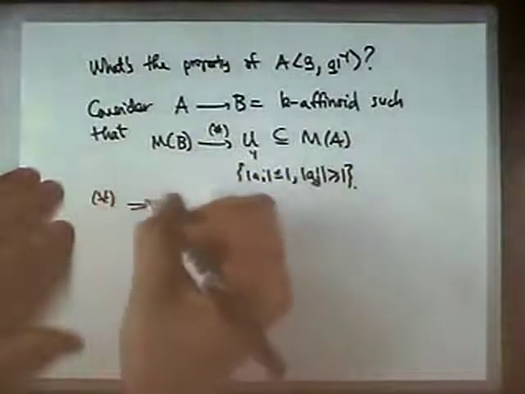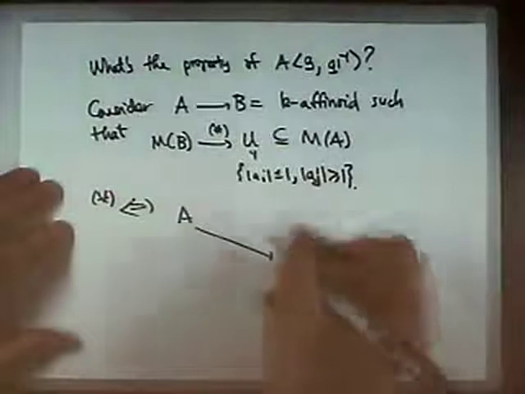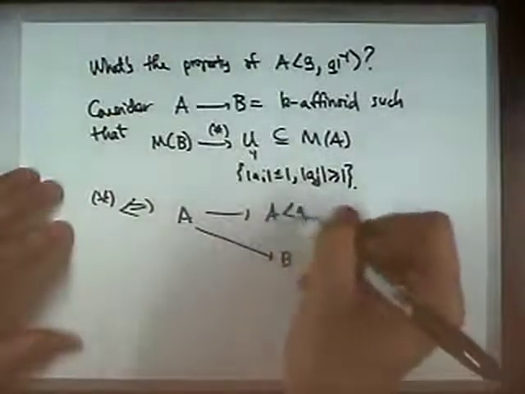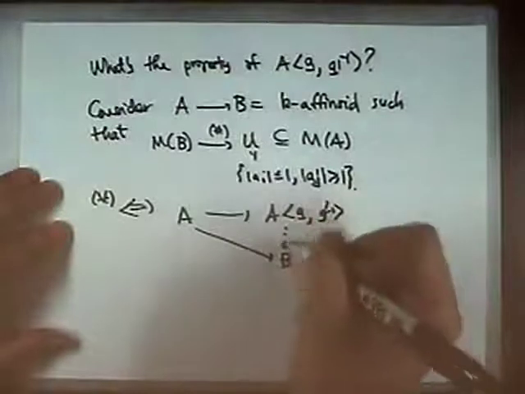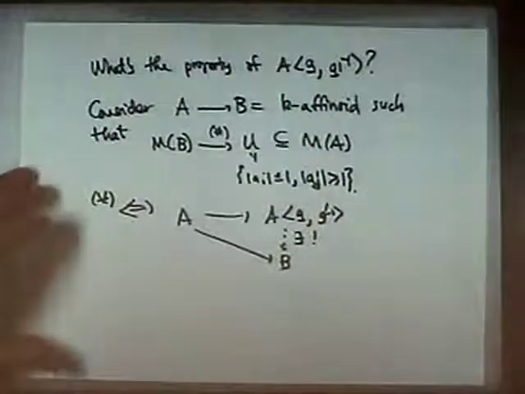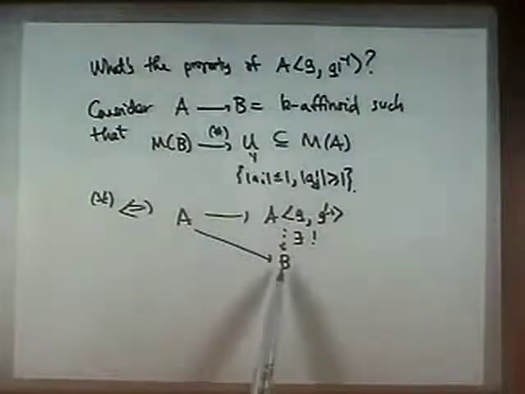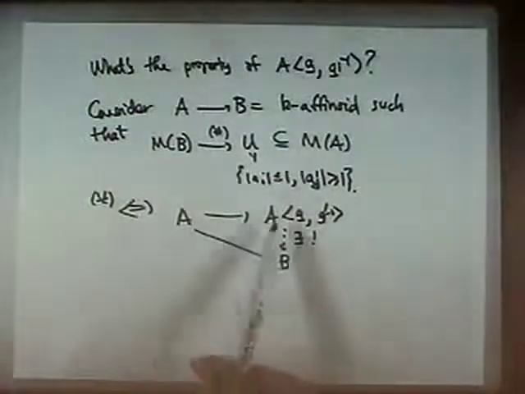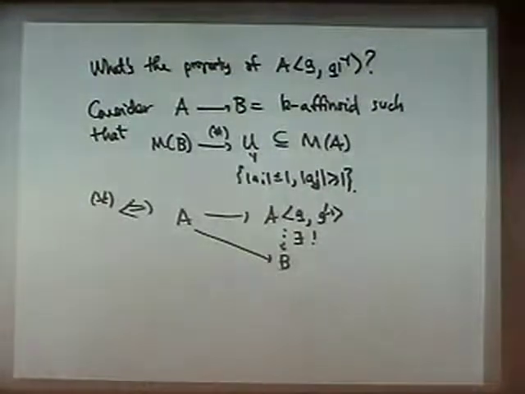is equivalent to the property. So I claim the property that this factors through this set is logically equivalent to the condition that it actually factors through this map, and that, in fact, such a factorization is necessarily unique.